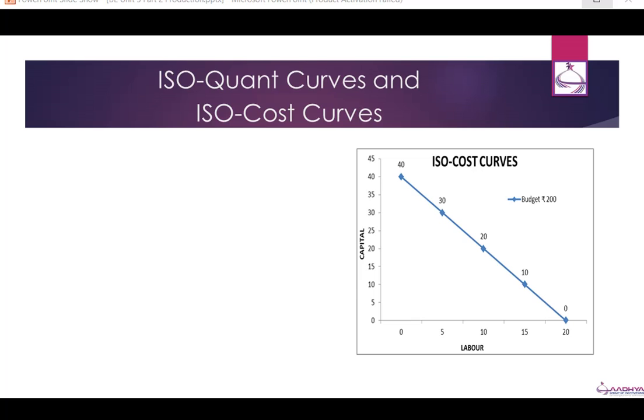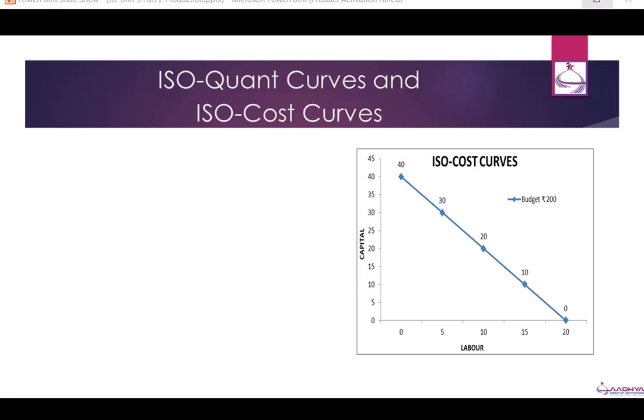Good afternoon, students. Today we are going to learn about isocost curves. This is the second part of our isoquant and isocost theory. To understand, first we talked about the production aspect: given the inputs of labor and capital, which could produce different levels of output given different combinations of those two inputs.